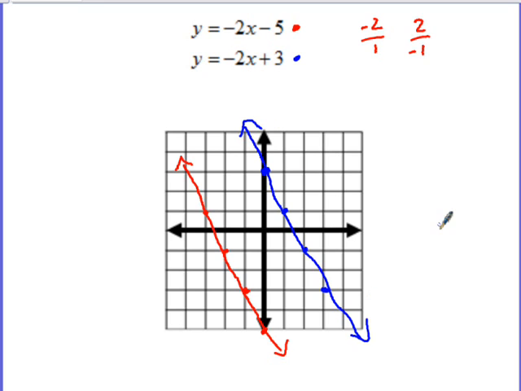Now, what we have here, remember we did this back in chapter 4, they have the same slope and a different y-intercept, so those are parallel lines. Well, one thing we know about parallel lines is they will never cross each other. If they never cross, then there's no solution, because the only time I can have a solution is when the lines cross each other.